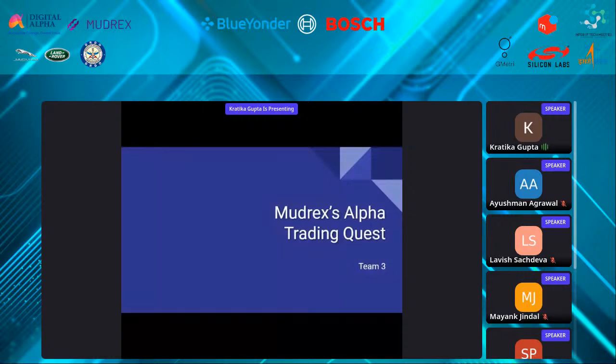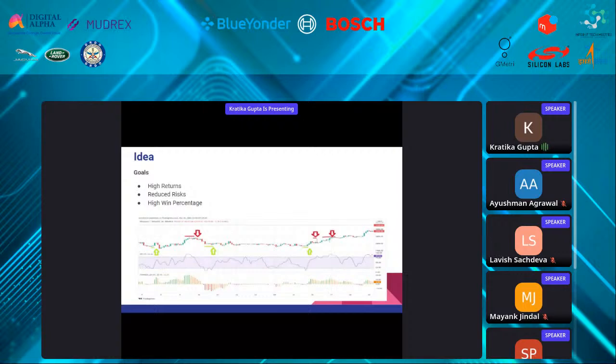Good afternoon, one and all present here. We, the members of Team 3, are here to present our strategy on Mudrex Alpha Trading Quest. The aim was to create an automated trading bot on Mudrex for profitable trading on crypto assets and exchanges. Our idea was to create a generic strategy to have high returns, risk management, and good win percentage in variable market trends.